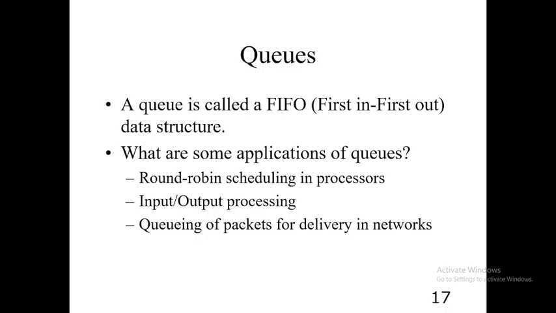Operating systems want to handle your programs or code based on some scheduling. Round robin scheduling will work based on the queue data structure, which we can implement. Then input output processing, and queuing of packets for delivery in a network, like the internet. This is queuing of packets. If someone requests some data packet first, they will get served first. Later, based on that queue, it will serve the next person.